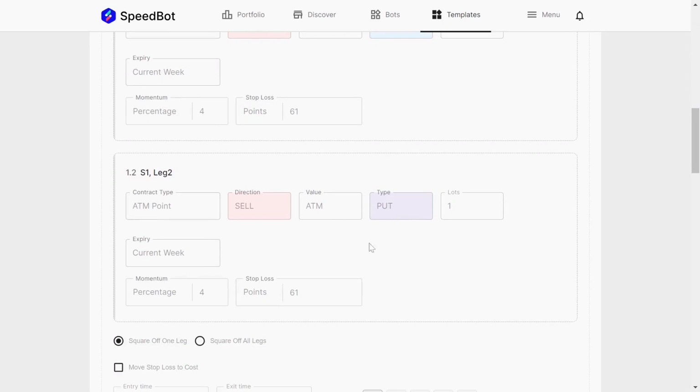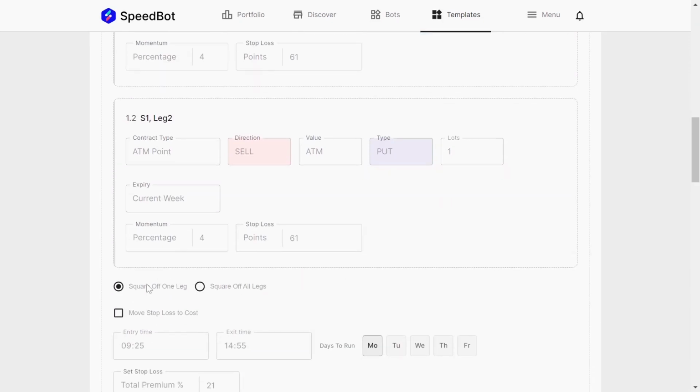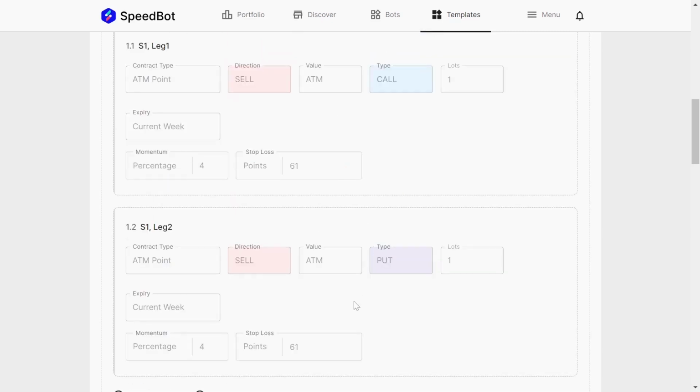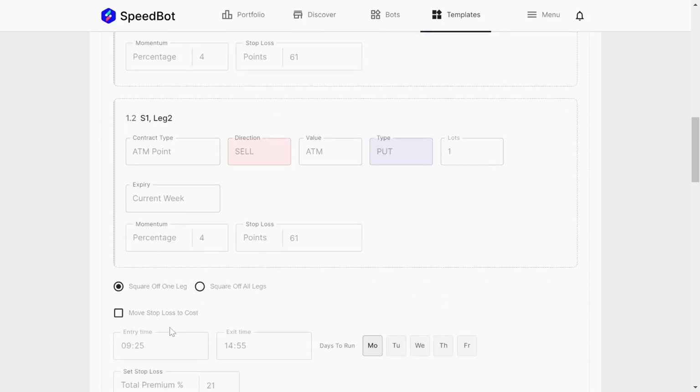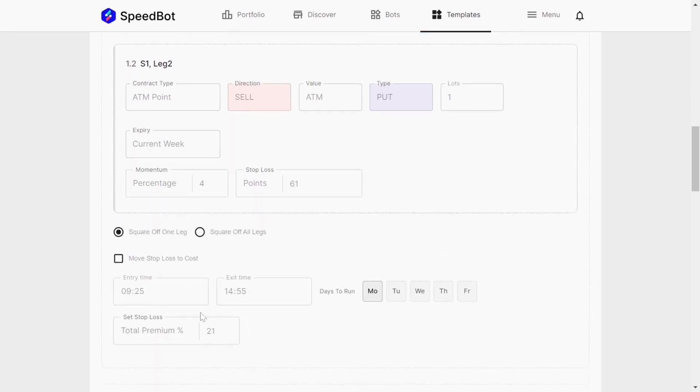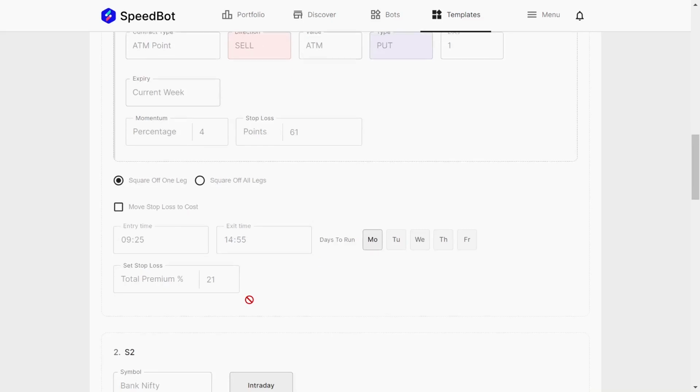Same goes for the put side. And this is basically a semi-directional strategy. That is, once any one of the shorted legs' stop loss gets hit, then I will exit the position. Usually this strategy starts from 9:25, and if we have some open positions, then we'll have the exit time at around 2:55.